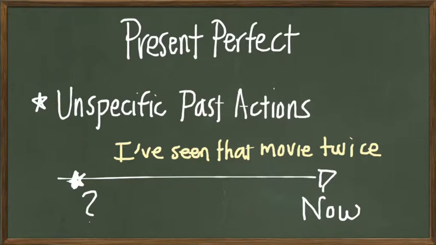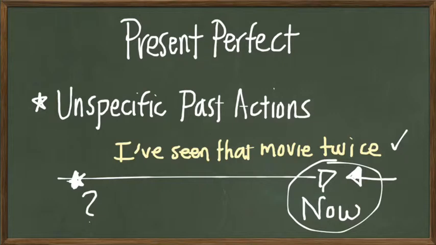Just remember that present perfect is used for unspecific past actions. For example, in the sentence, I've seen that movie twice. Let's imagine and look at this timeline here. This represents the present. This is right now. And if we want to mention that we've seen the movie 2 times, well, in this case it would have to be like this. We're not being specific on exactly when we saw the movie.